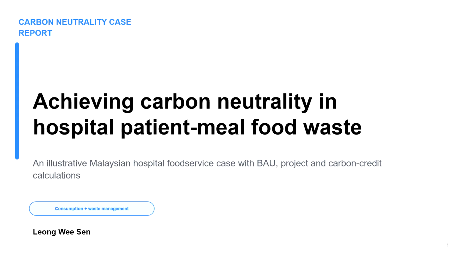This case report asks how a Malaysian hospital can move its patient meal food waste segment toward carbon neutrality. The focus is consumption and waste management because uneaten meals combine a patient nutrition problem with a climate problem. I will define the boundary, show a manual calculation, and compare business as usual and project scenarios with a calculator. Then I convert the reduction into potential carbon credits and finish with a practical 12-month implementation plan. All numerical results are illustrative until the hospital replaces the planning assumptions with measured data.